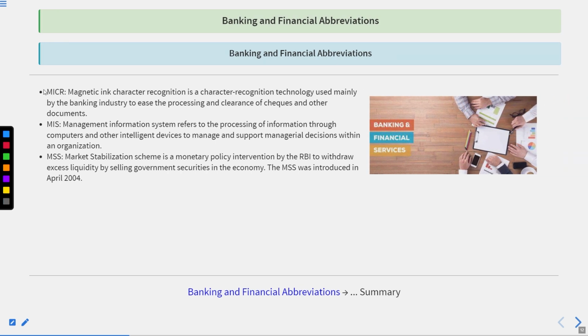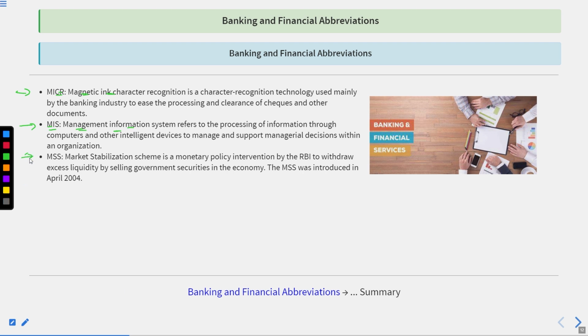MICR, the magnetic ink character recognition. A character recognition technology used mainly by the banking industry to ease the processing and clearance of checks and other documents. The MIS, Management Information System, refers to the processing of information through computers and other intelligent devices to manage and support managerial decisions within an organization.